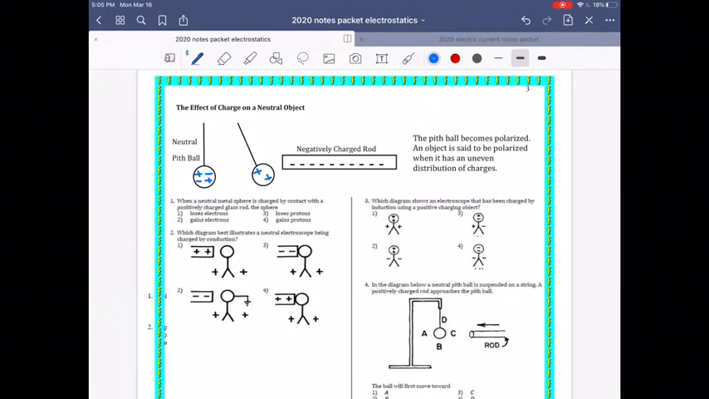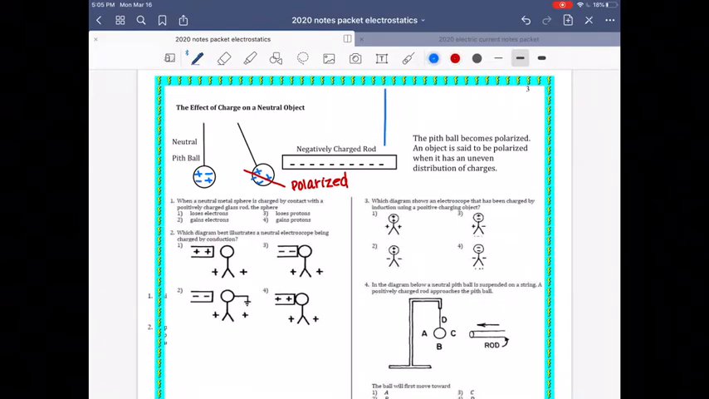But think about what would happen to the negatives inside here. If we have this big negative charge near a neutral object, those negatives would repel away. And then what would happen is we'd have this split of charge. This is called a polarized charge. The polarized charge means that we have an uneven charge distribution, and the positives are on one side, the negatives are on another side.